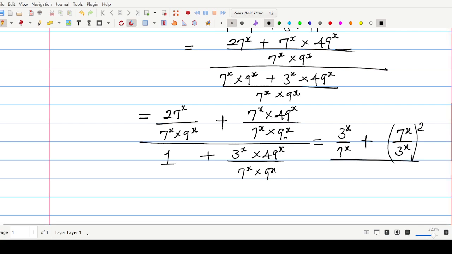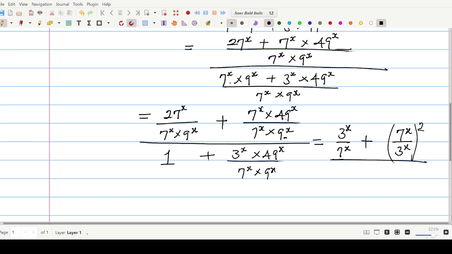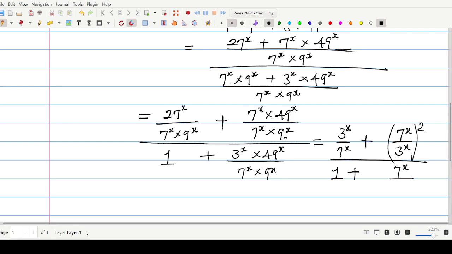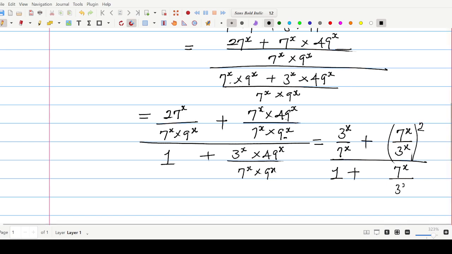They're all divided by, they will come to the denominator, we have 1 plus, the same thing will happen here. Now observe carefully that this is 49, which is 7 to the power of x times 7 to the power of x. So when we divide, we'll be left with 7 to the power of x over 3 to the power of x. So you can see that. Now we are good to go.